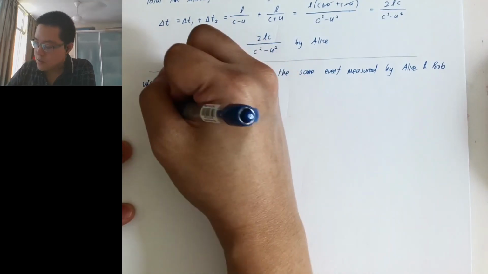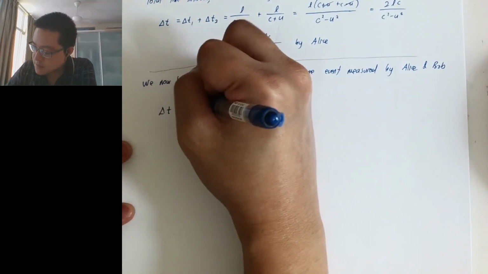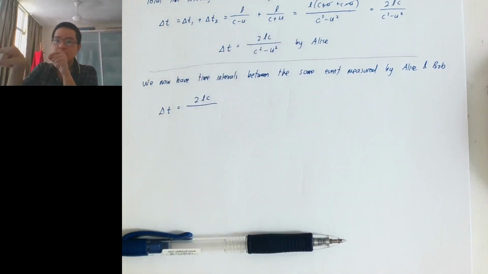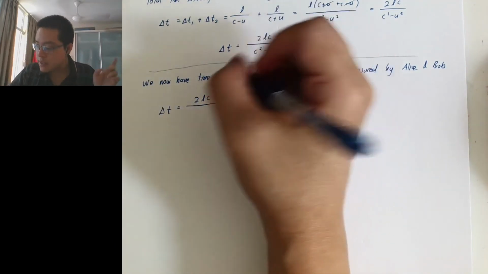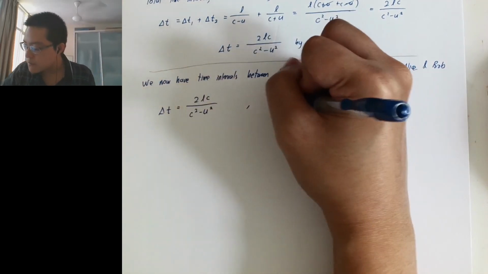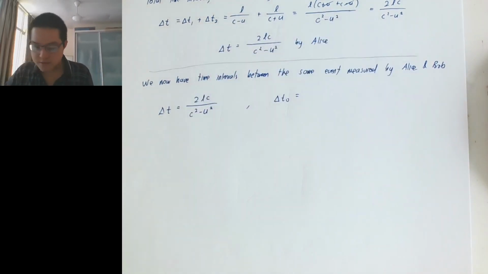Okay, so Alice measures this. This is the same event. What is the event? The event is the laser coming out, and what is the time taken for the laser to come out and come back again? So how long does it take, right? According to Alice, she got this result, and according to Bob, Bob got this result, 2L over c.